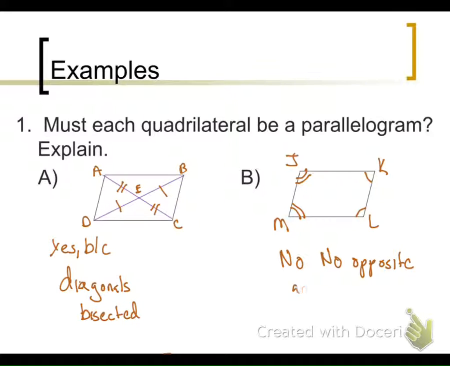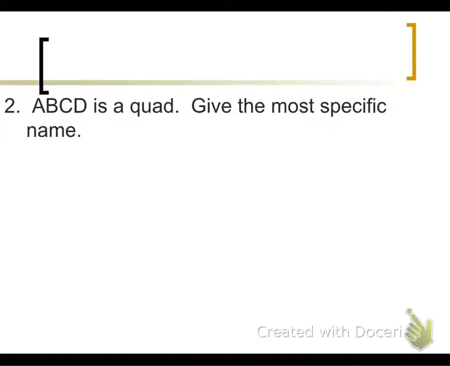Opposite angles aren't what? Are not congruent. Instead of writing "are not congruent," I could have written the congruent sign with the slash through it. So ABCD is a quadrilateral. Give the most specific name.